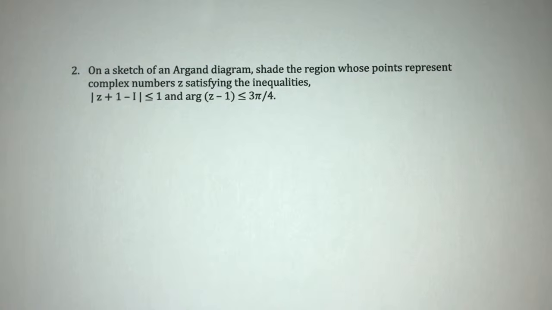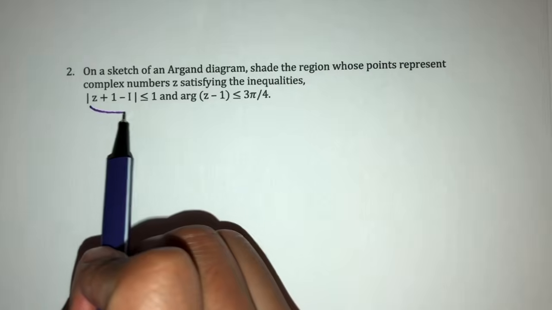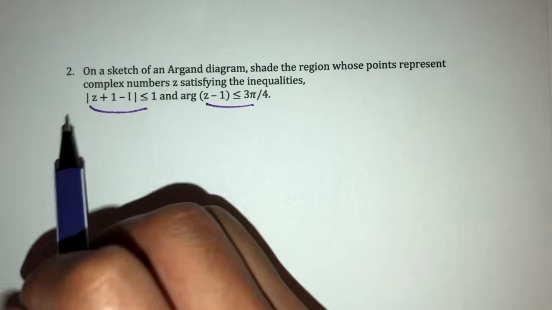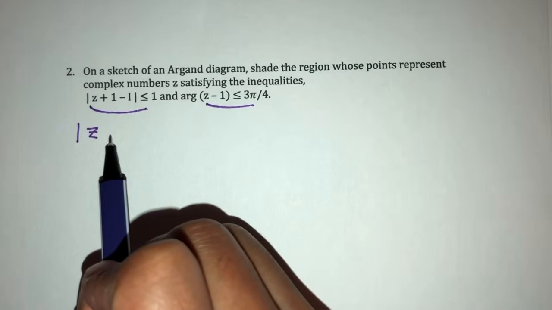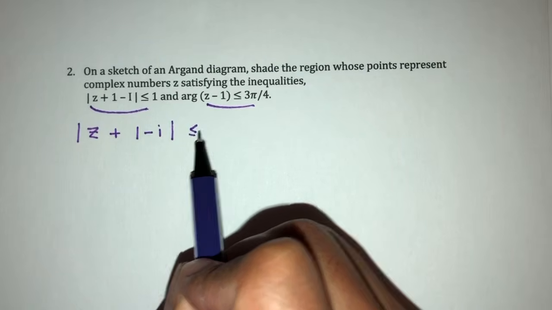Let's move on to question number 2. On a sketch of an Argand diagram, shade the region whose points represent complex numbers z satisfying the inequality. So we have this here, and we have this. So let's look at this one first. First we have |z + 1 - i| less than or equal to 1.